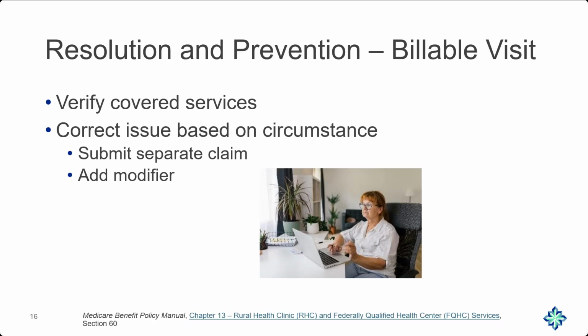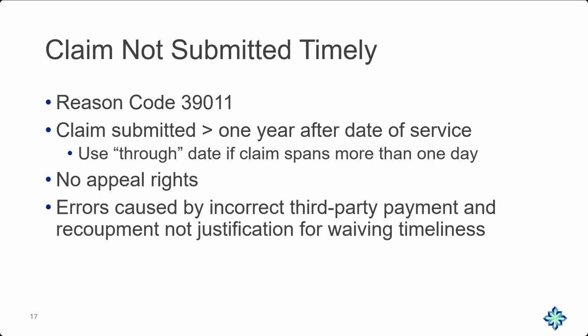The resource that I've listed on this slide is to a different internet-only manual. This time it's publication 100-02, which is the Medicare Benefit Policy Manual. And this link takes you to chapter 13, which relates to RHC and FQHC services. Section 60 specifically is where you can find out about non-RHC FQHC services.